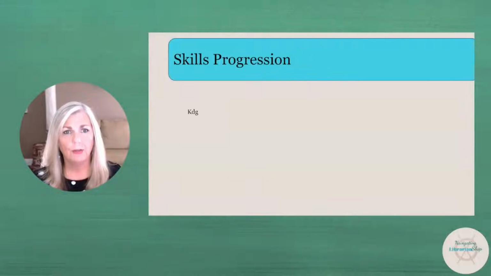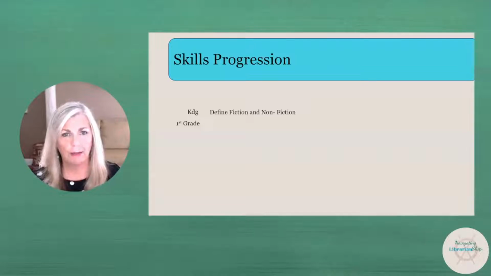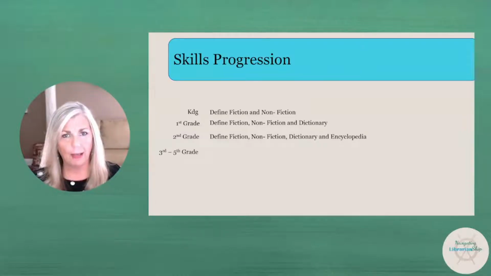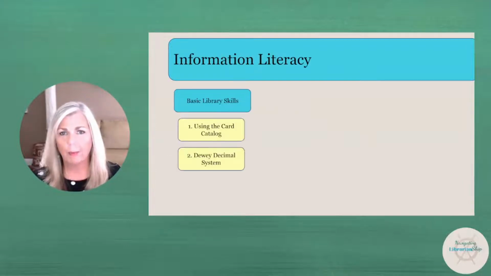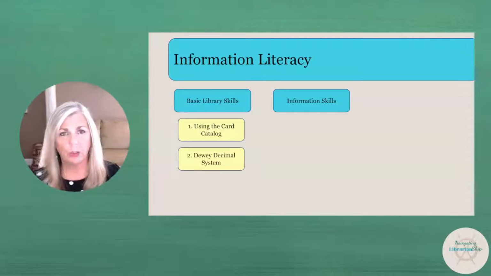Now, as we discussed in the last video, we know that these skills spiral up as the students progress. So, in kindergarten, students should know the difference between fiction and nonfiction. In first grade, you can introduce dictionaries, and by second grade, you can bring in encyclopedias. And in grades 3 through 5, you should be teaching about primary sources. So let's recap where we are so far. Under the focus topic of information literacy, we are looking at information skills, and that these information skills include knowing the types of information sources.